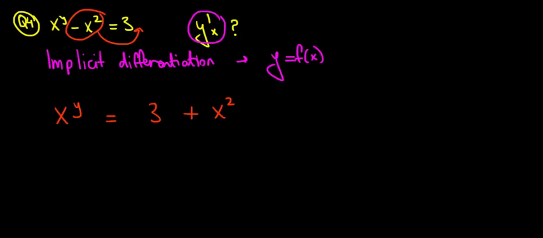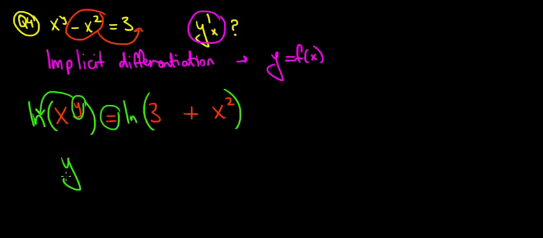Now, what we can see is that we have here the power of y. How can we get the power of y down so we have only y on one side? Well, remember, we can apply the logarithmic properties. If we take the ln of x to the power of y, and because we have an equation, we take ln of this other side, we would have y times ln of x equals ln of 3 plus x squared. So now we have y here.